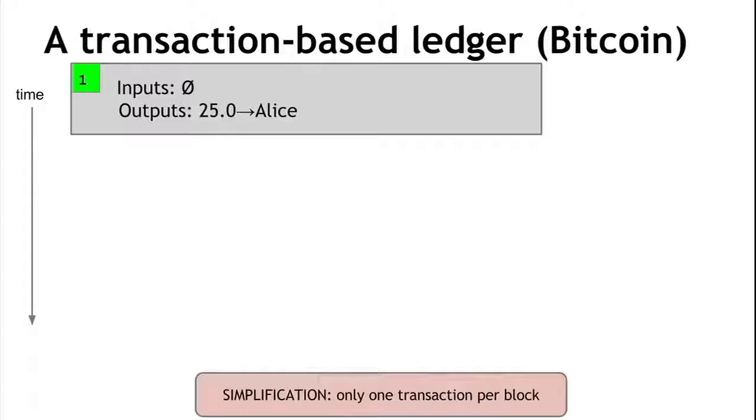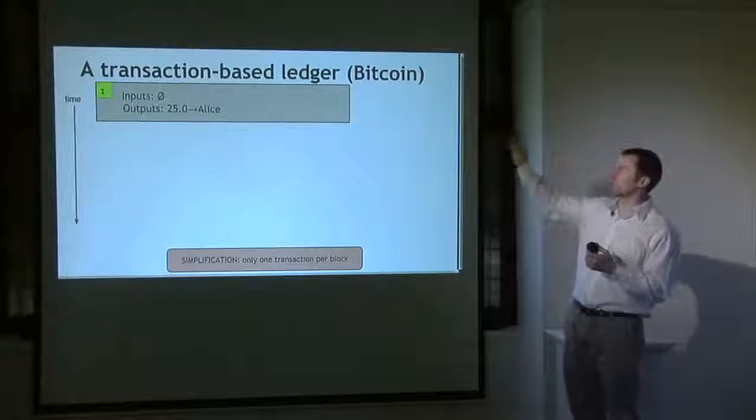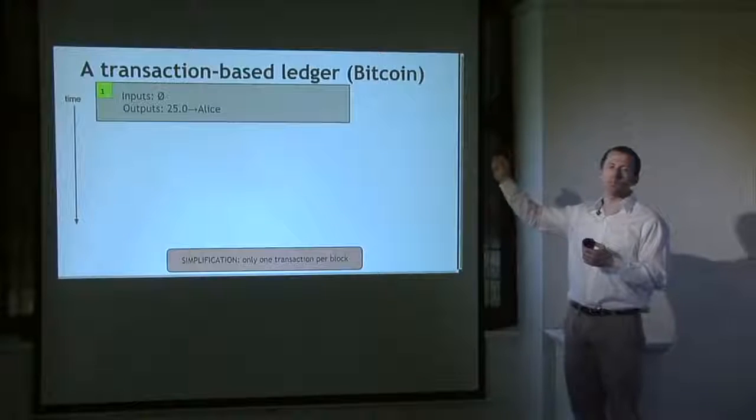So this is a transaction-based ledger, which is very close to Bitcoin. So now transactions explicitly specify a number of inputs and a number of outputs. And transactions also each have a unique identifier. So we'll start with transaction 1, which has no inputs, because this is new currency.